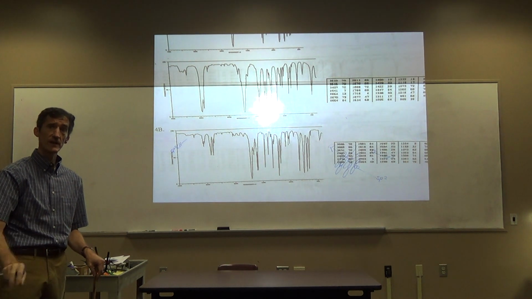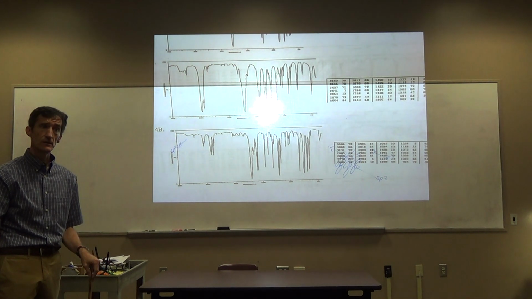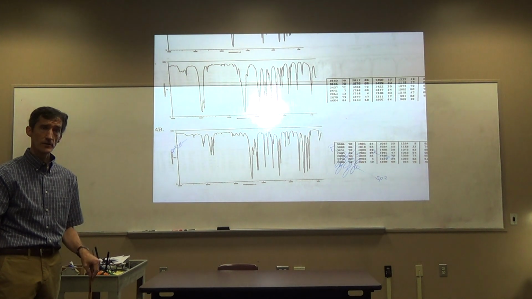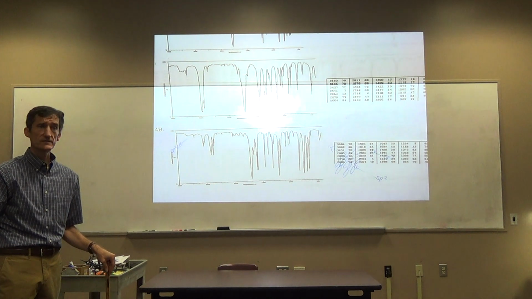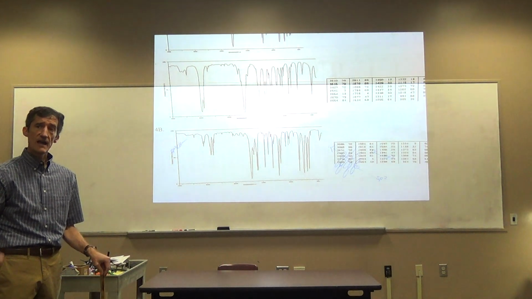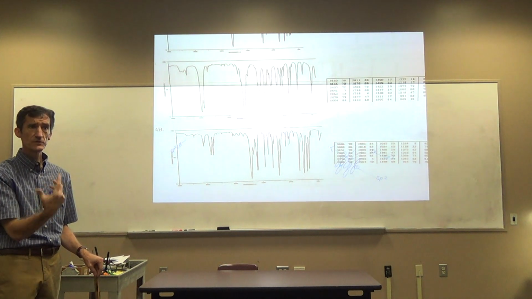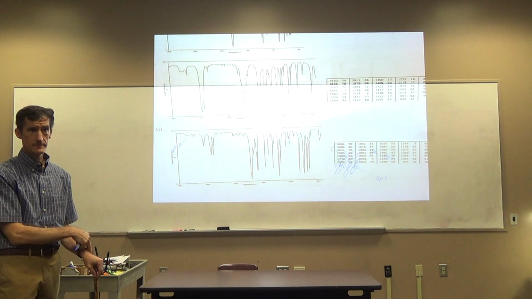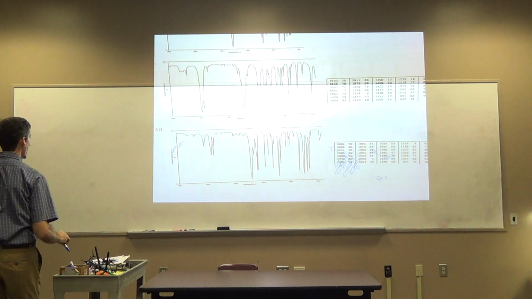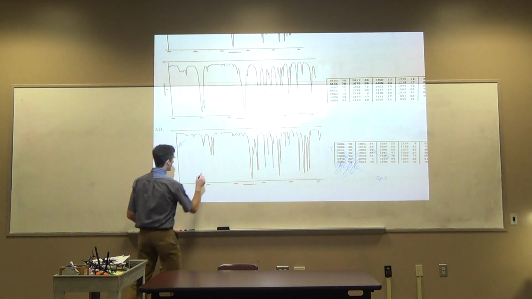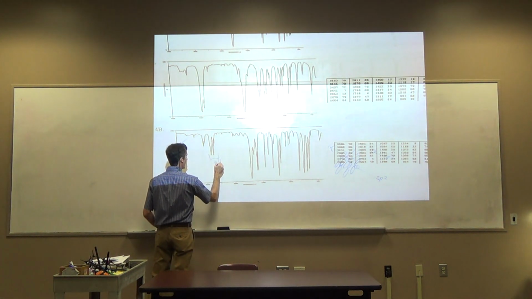Is that right from the table? 2830 to 2700. Okay, I say 2750, 2850. That is a little bit more to the right than sp3 CH, which is more like 2950. Okay? And that right here is your aldehyde CH.